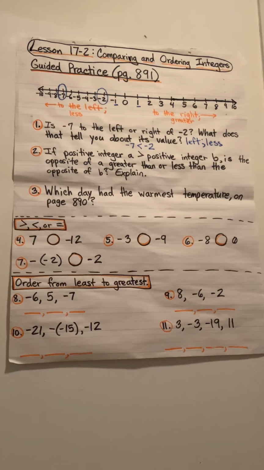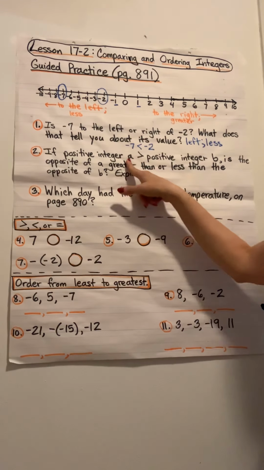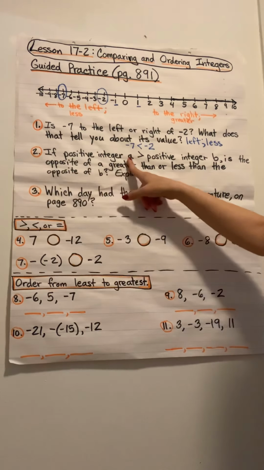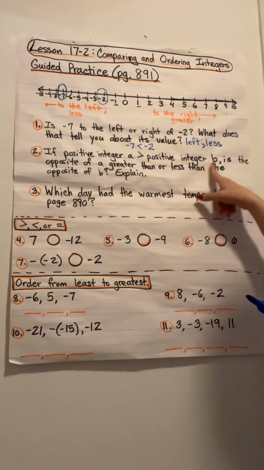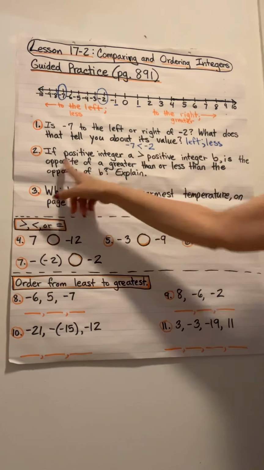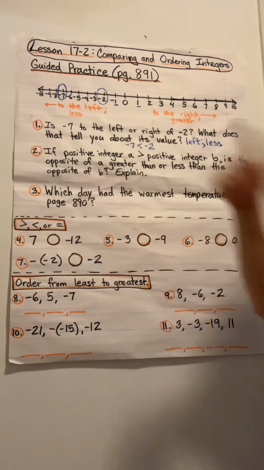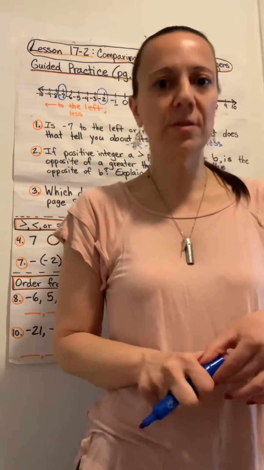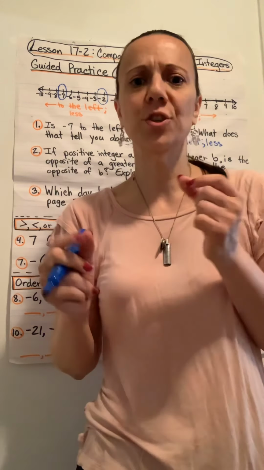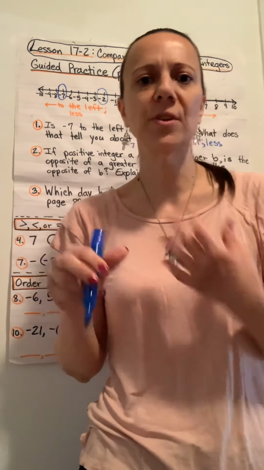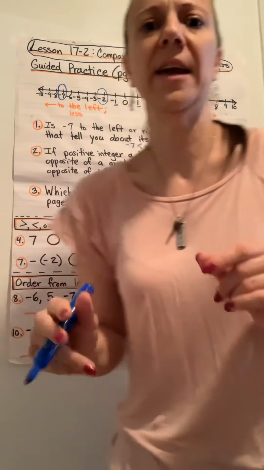Now it asks you to not think of a regular number, but just to use the variable and think about a rule or a generalization I could use. If positive integer a is greater than positive integer b, is the opposite of a greater than or less than the opposite of b? So they want us to use these variables, but it's kind of confusing to think about it that way, so I like to get an example. So let's just pick some numbers for A and B.